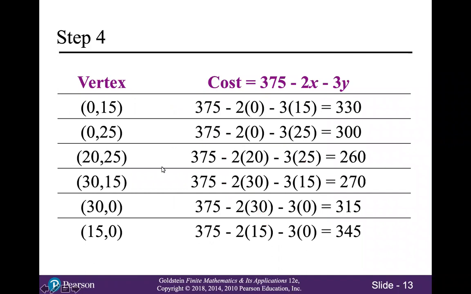All right, so substituting each of those 6 vertices into the objective function, you see that the lowest cost is when x is 20 and y is 25, right? Yes. Total cost of 260.